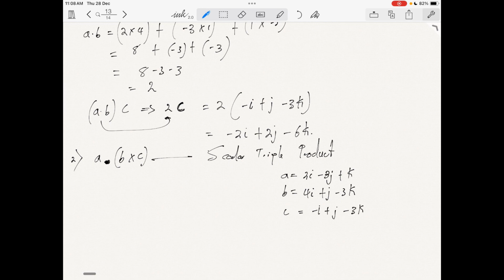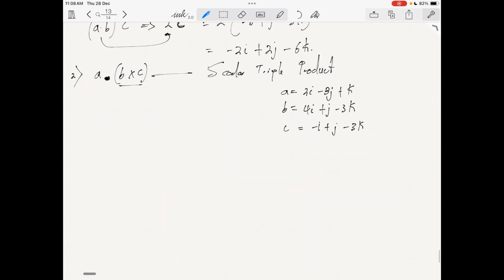So the first thing to do is to evaluate B cross C. Okay, and B cross C is similar to a 3 by 3 matrix. So we add the components of B first. That's 4, 1, and minus 3. And the components of C, minus 1, 1, and minus 3.